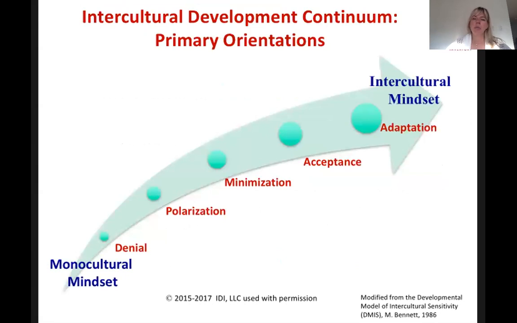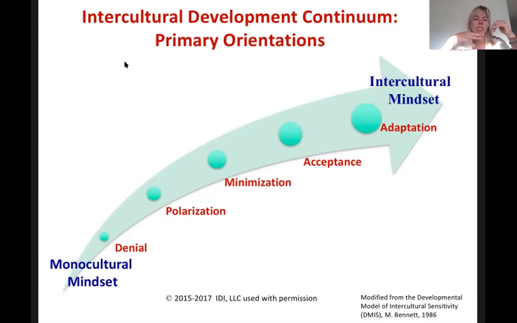So here we go. This is what is known as the intercultural development continuum. Essentially, this is how you are going to see yourself be placed. It moves, as you can see at the bottom, from a monocultural mindset all the way to what we consider an intercultural mindset. Although it's an arrow moving upward, you're not trying to get an A+ by being in adaptation per se.